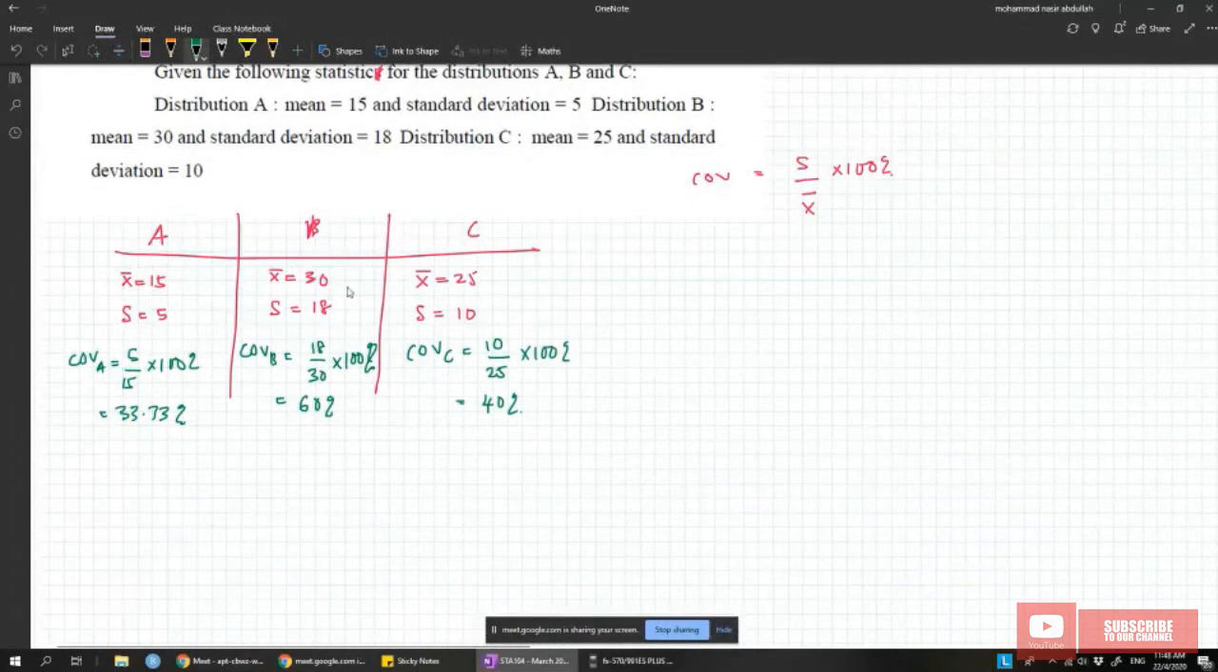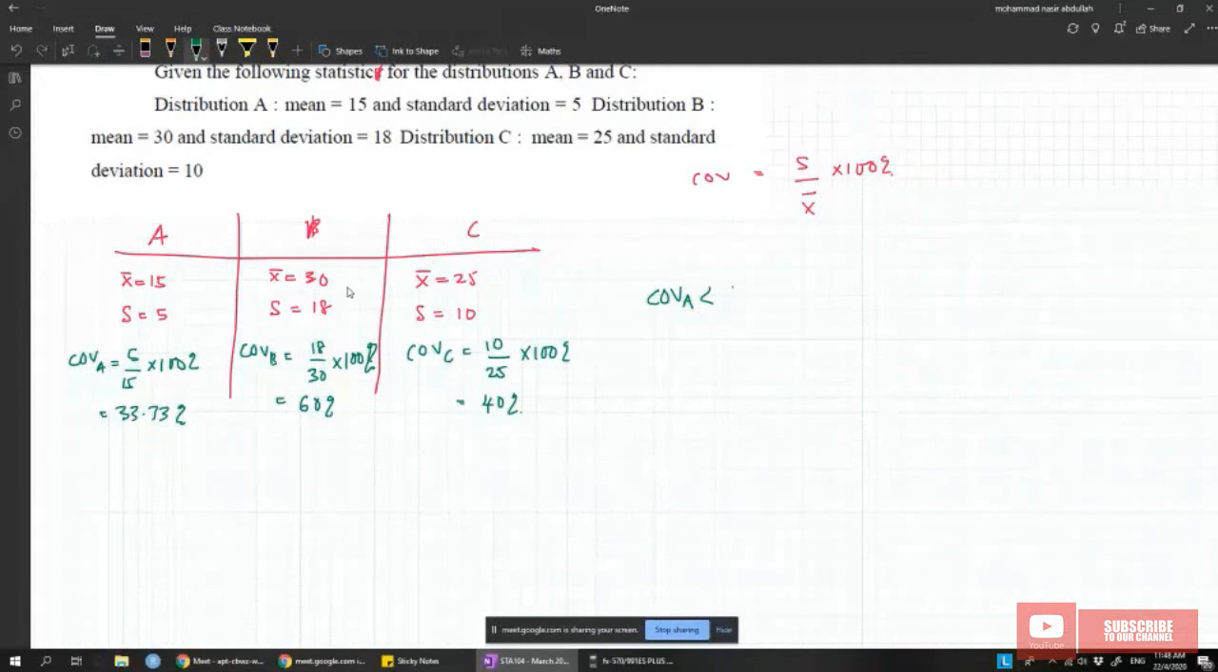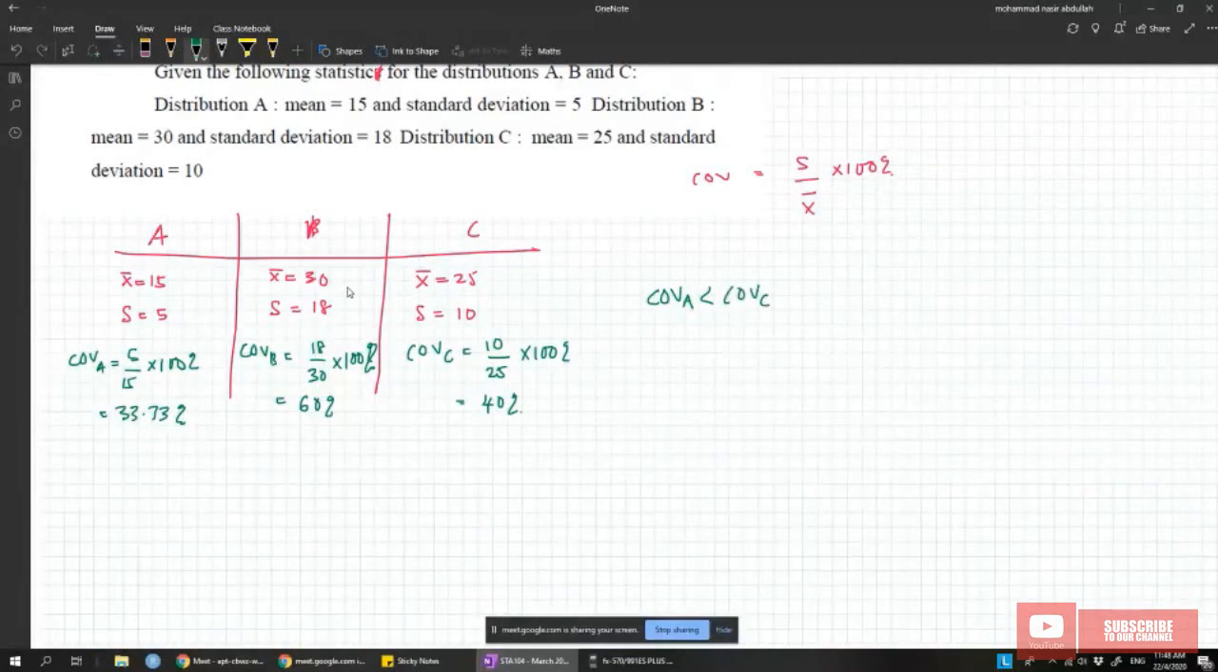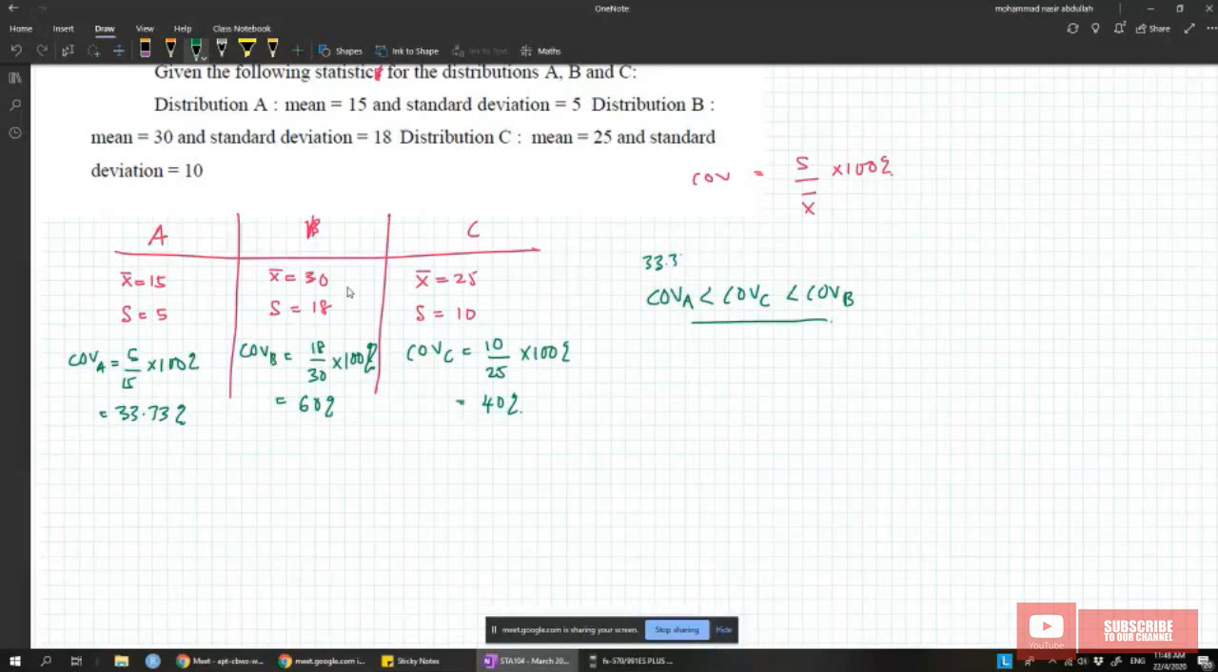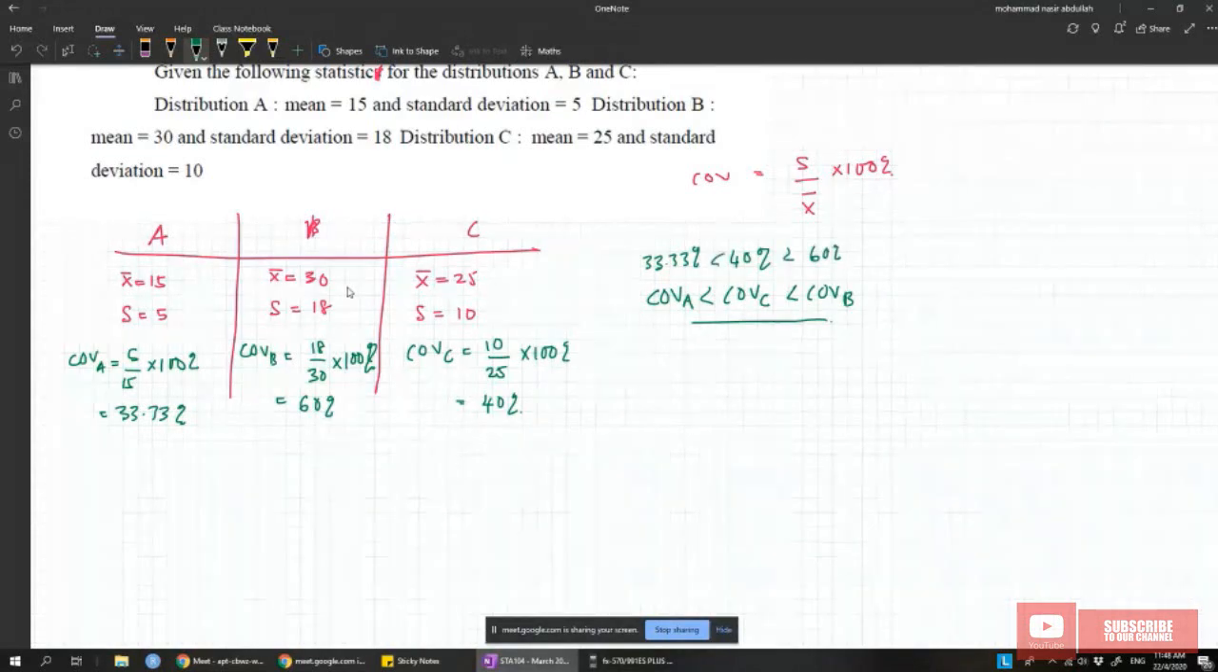We can see coefficient of variation A is the smallest value, followed by coefficient of variation distribution C, and the last one is coefficient of variation distribution B. So this is 33.33%, this is 40%, this is 60%, right?